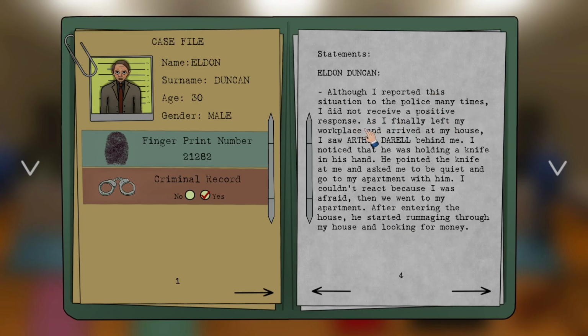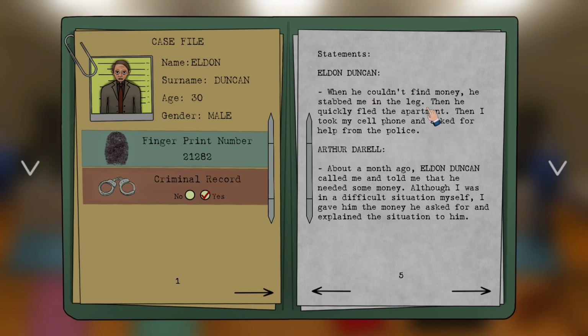As I finally left my workplace and arrived at my house, I saw Arthur Darrell behind me and noticed that he was holding a knife in his hand. He pointed the knife at me and asked me to be quiet and go to my apartment with him. I couldn't react because I was afraid. Then we went to my apartment. After entering the house, he started rummaging through my house and looking for money. When he couldn't find money, he stabbed me in the leg. Then he quickly fled the apartment. Then I took my cell phone and asked help from the police.